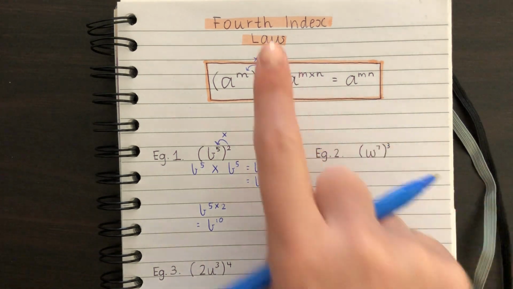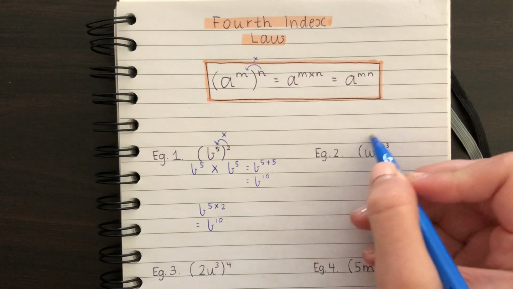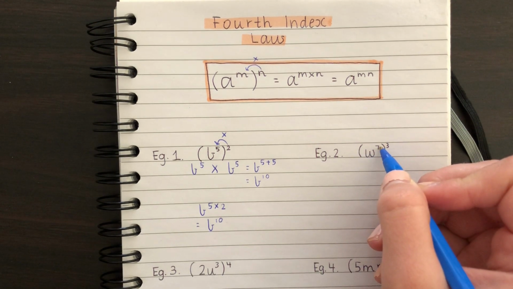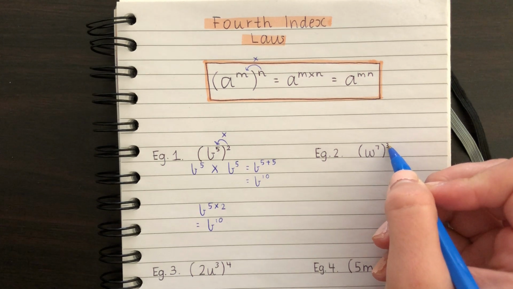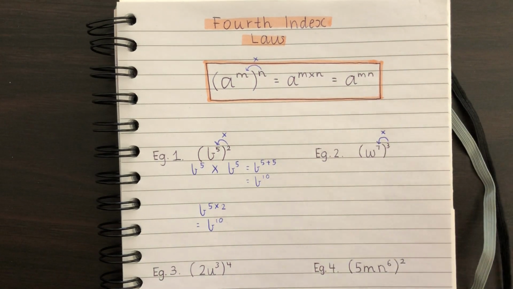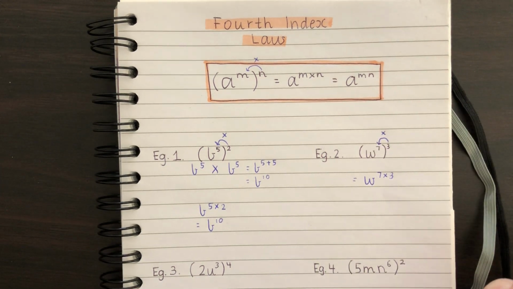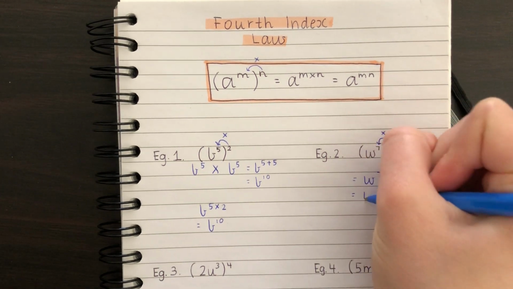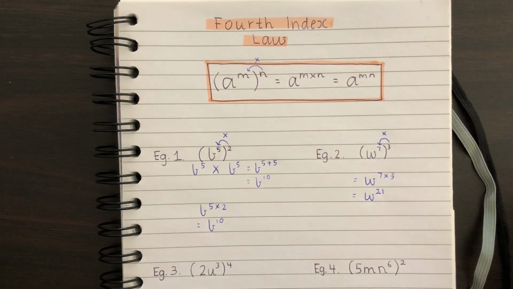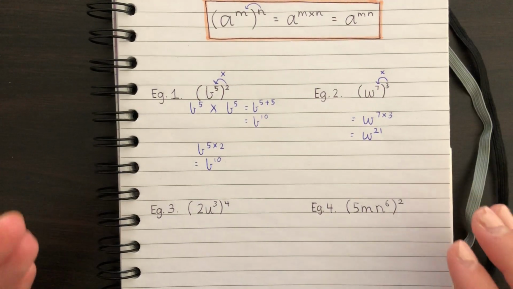Let's try with the second one using the fourth index law. So we have a base to a power, inside brackets to the power of 3. So all we do is take these two numbers and we multiply them by each other. So our answer is W^(7 times 3), which equals W to the power of 21. Okay, now let's try some harder questions.